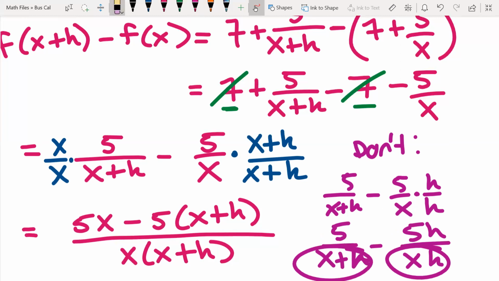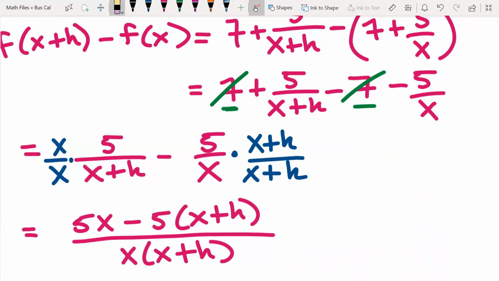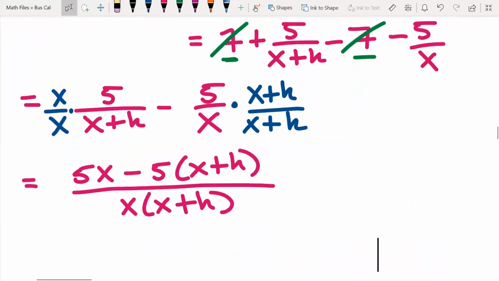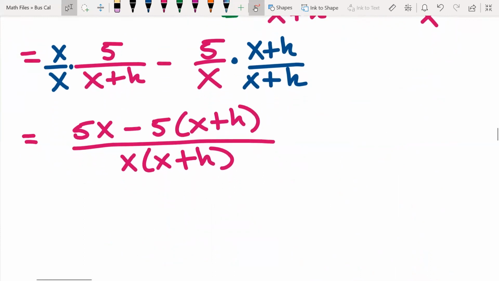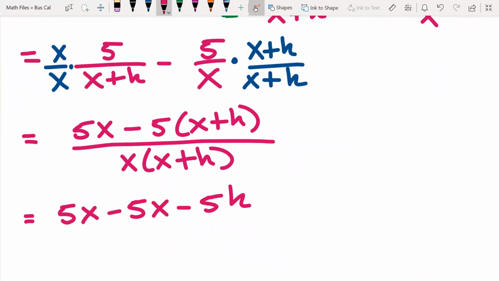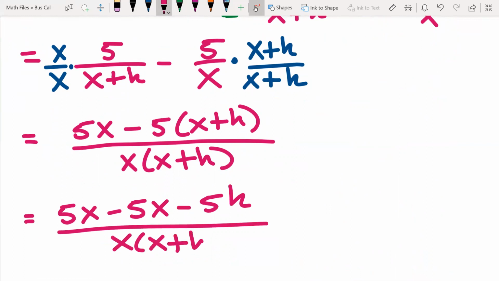No. Not at all. So don't make that mistake, guys, because that'll ruin all this work you have to do. Okay. So now we keep moving. We're going to simplify the numerator, and you're going to distribute that 5. So 5x minus 5x minus 5h over x times x plus h.